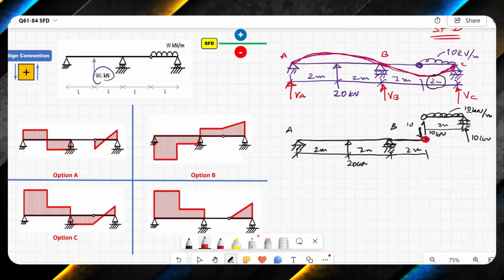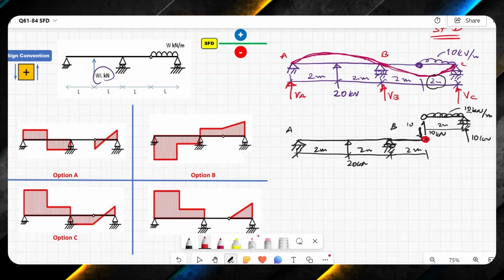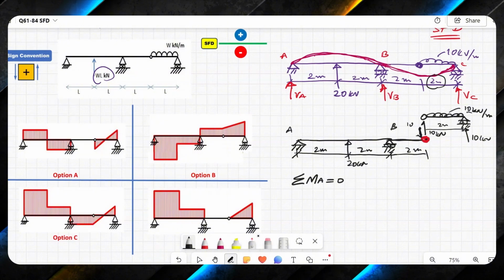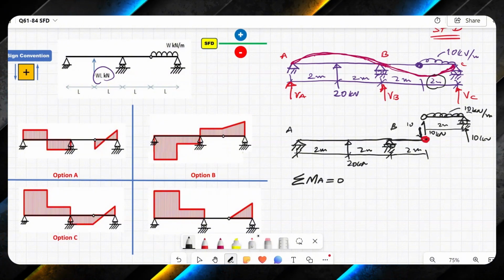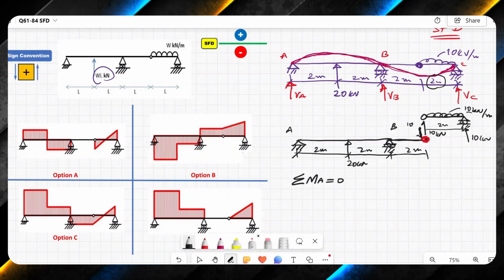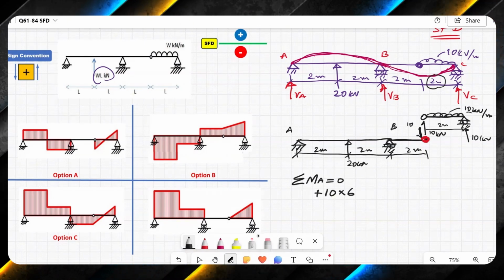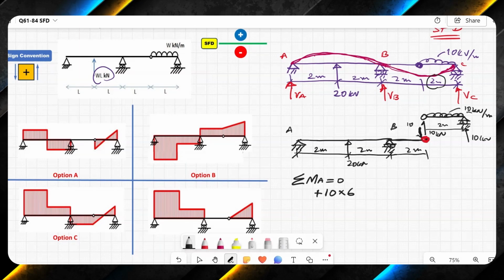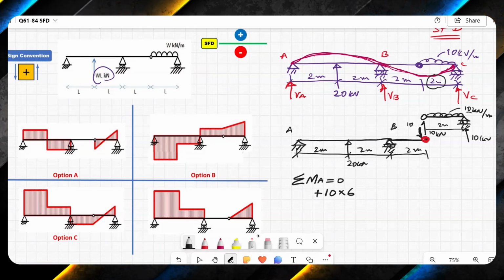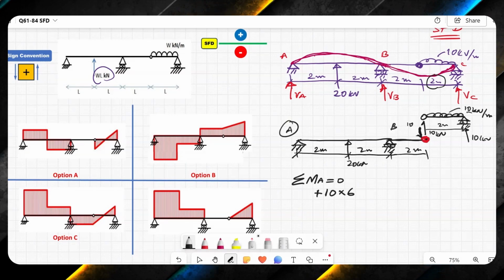And now I'm in a position to say summation of moment at A is equal to 0. I'm just taking into account the left portion, AB, and this overhang portion. So I will say plus 10 times 6. 10 is this reaction on the pin, and this is creating clockwise moment with respect to A. That's the reason it is positive.